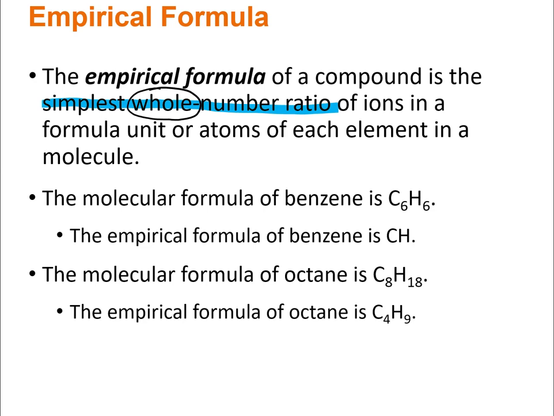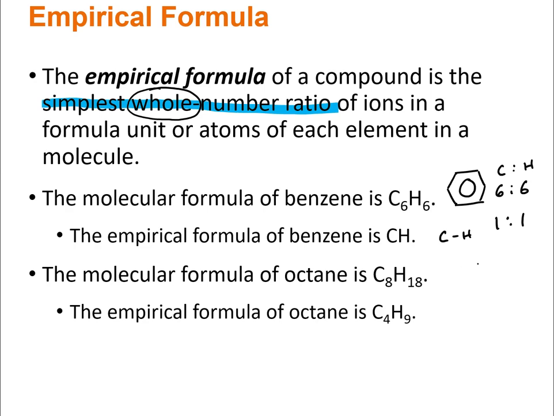So if you have benzene, which looks like that, the empirical formula is CH, a lot simpler. The ratio in benzene of carbon to hydrogen is 6 carbons to 6 hydrogens. In the empirical formula, it's 1:1. That's the simplest that you can reduce that ratio down to.